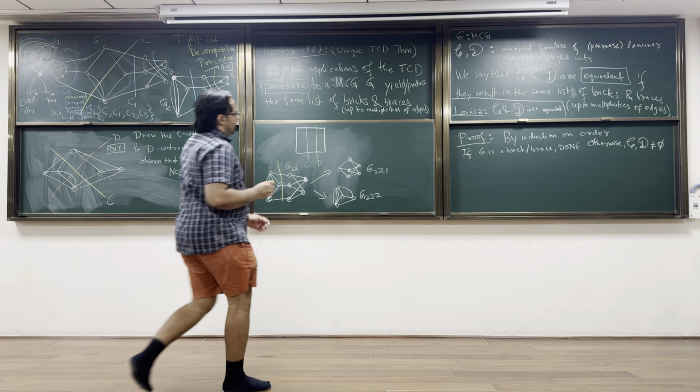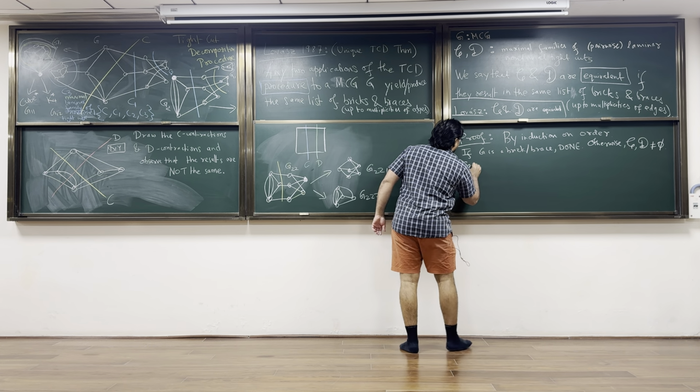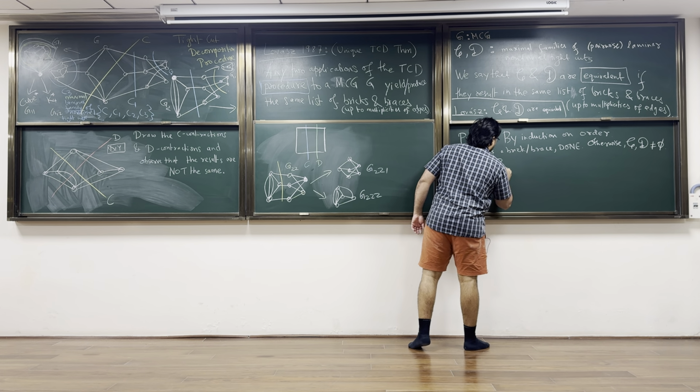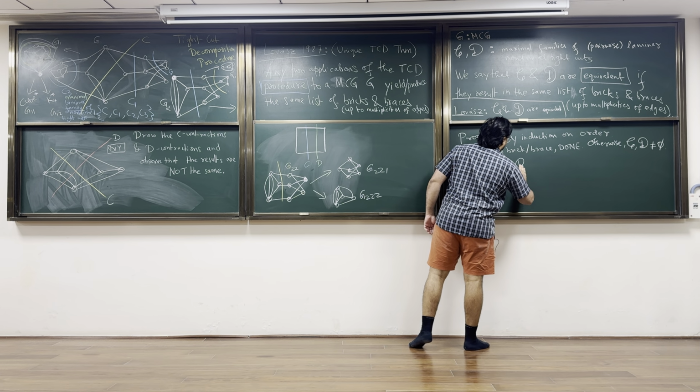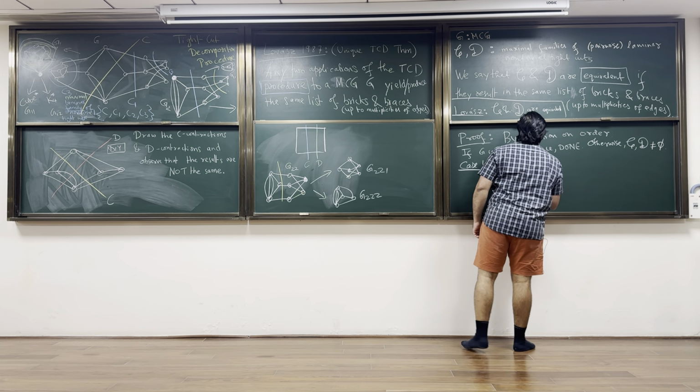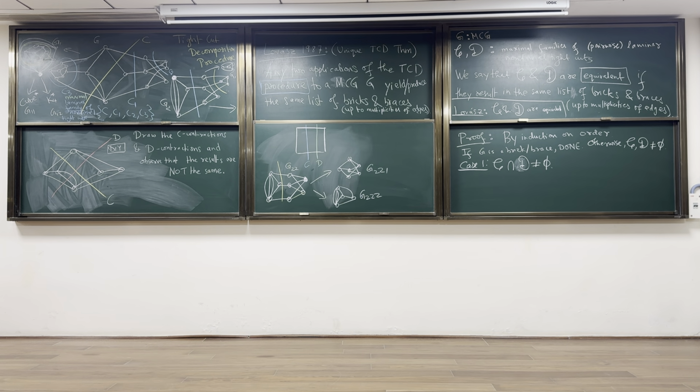Okay, so case 1. Their intersection is not empty. So they have some common cut. Then can we finish the proof easily? Everybody sees that?